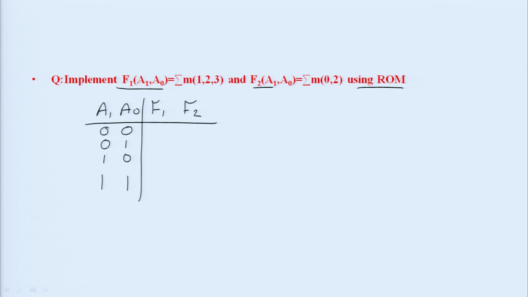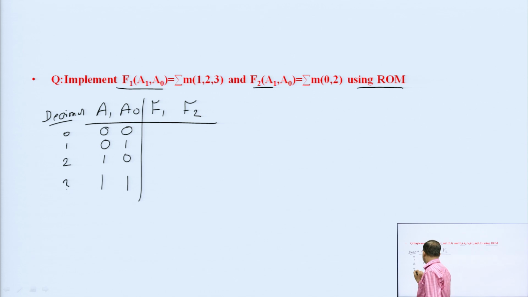So, this is actually in decimal, this is 0, 1, 2 and 3. So, for F1 we are getting the output for 1, 2 and 3. So, for 1, 2 and 3 we are giving high output.